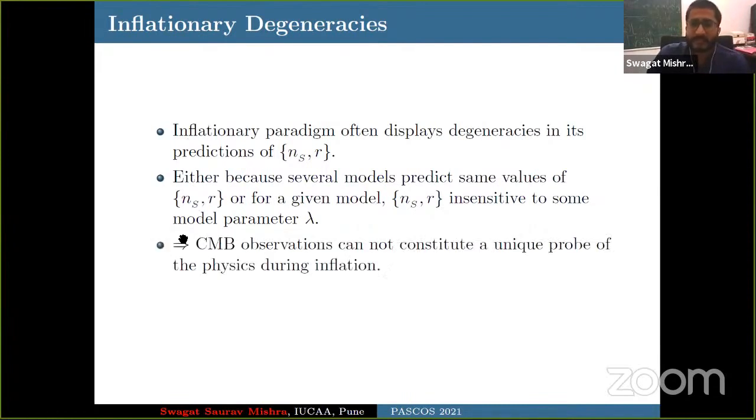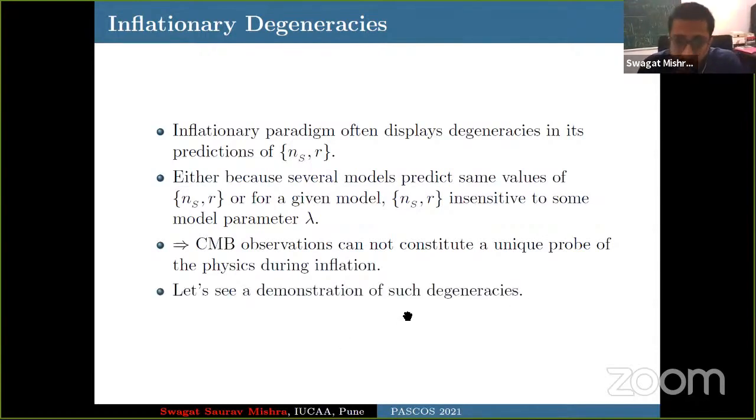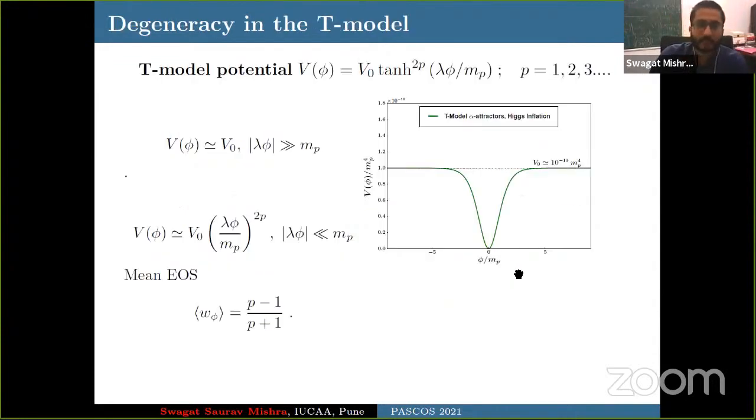Hence, because of these degeneracies, CMB observations of the 2-point functions of inflationary fluctuations cannot probe the physics during inflation uniquely. So it would be nice if we can break these degeneracies in some way. So before I talk about breaking them, let me demonstrate what some of the degeneracies are. Okay. I'll demonstrate it for two models, the T model of alpha attractor and the E model of alpha attractor.